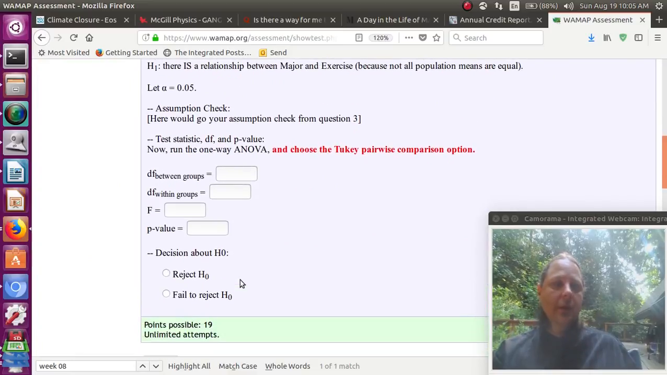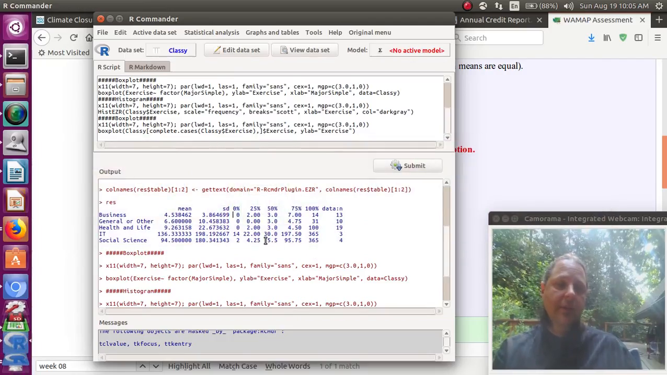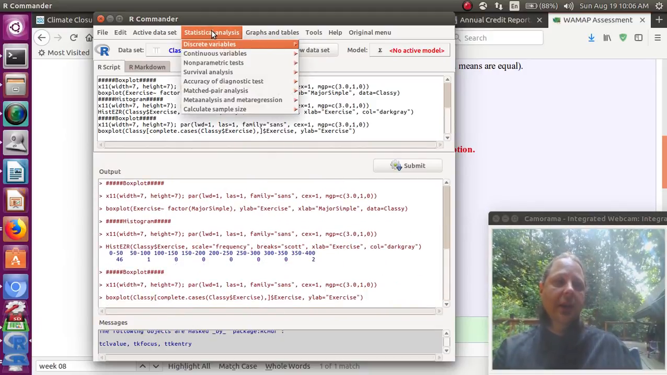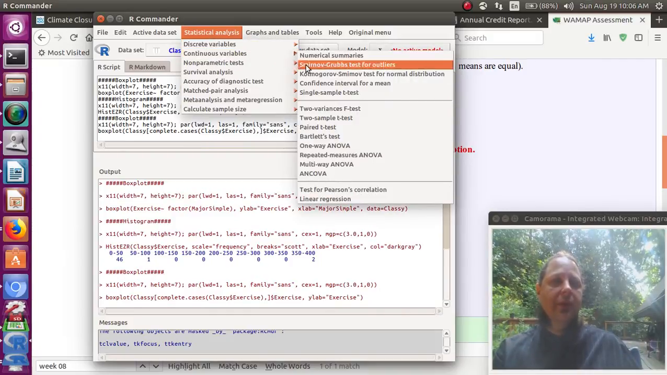So I need my degrees of freedom for treatment and for error, the F, and the p-value and the decision. So let's go. This is actually pretty much the easy part. So I'm going to scroll. If I run the ANOVA, I haven't run the ANOVA. So statistical analysis, continuous variables, one-way ANOVA.